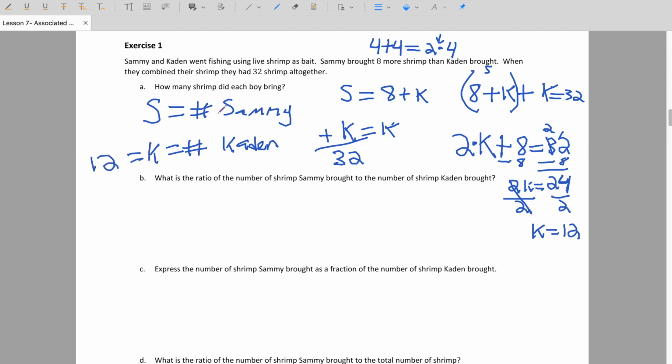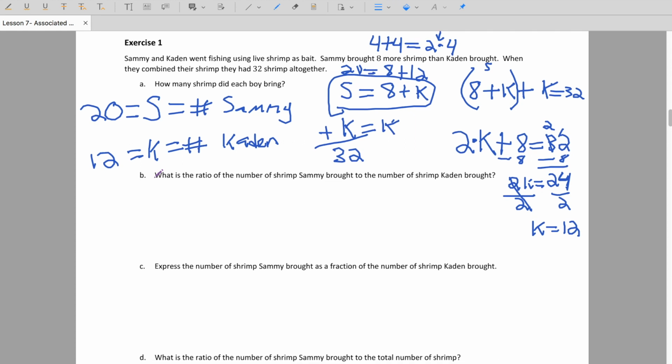And if we know K equals 12, we can go back to this equation over here, the amount Sammy bought is 12 more than Caden. 12 plus 8 is 20. Right, this is the same thing as 8 plus 12 equals 20. Okay, so Sammy bought 20 shrimp and Caden bought 12. Let's move to problem B.